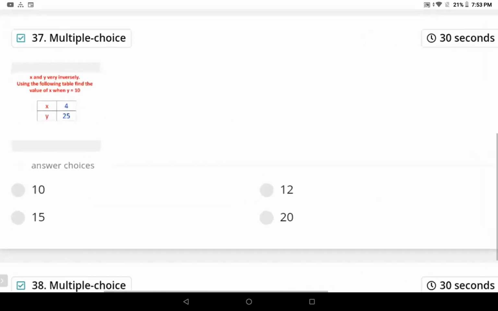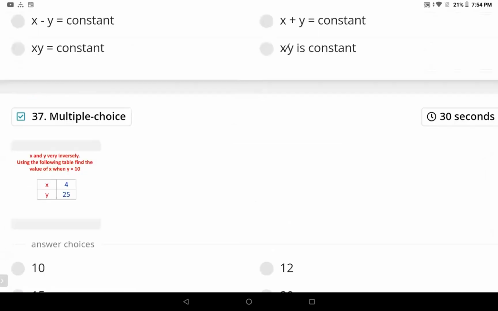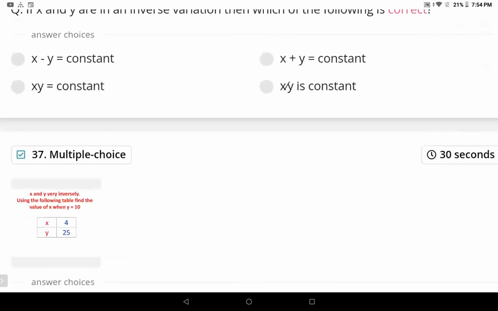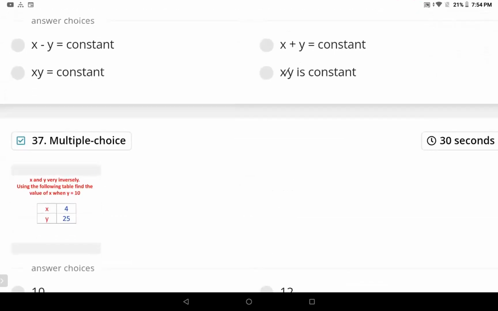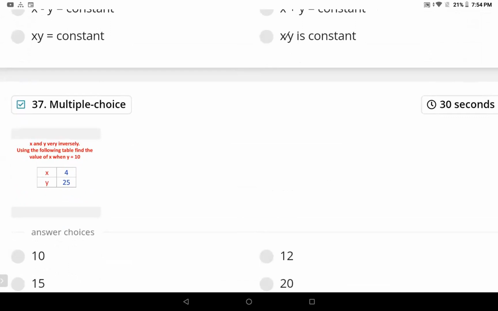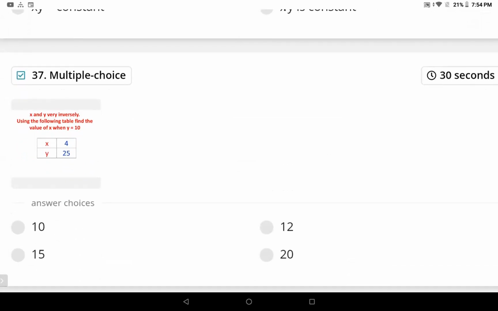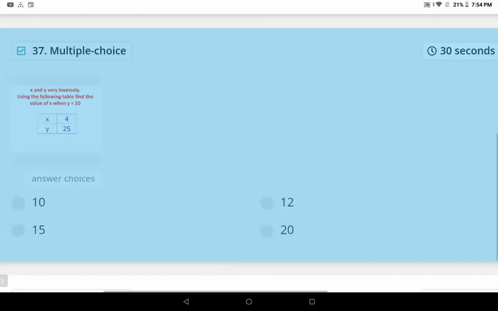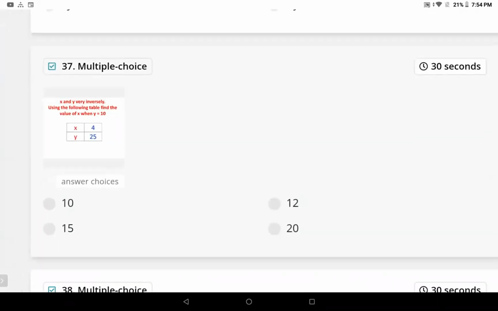Next, here you just see x and y are inversely proportional. So just substitute in the formula. X and y are inversely proportional. Using this table, find the value of x when y equal to 10. So y equal to 10 means x value how much, children? Ma'am, it is also 10. Right.